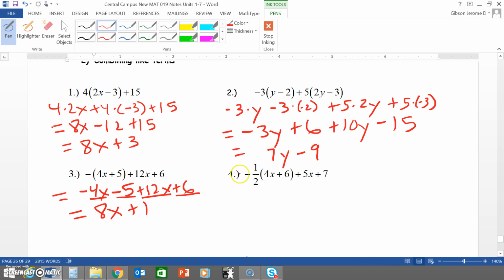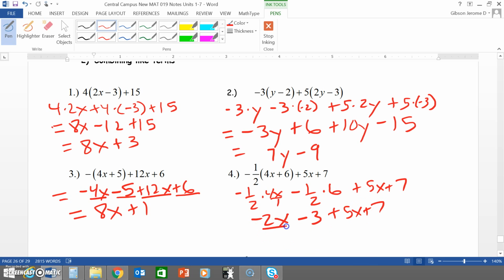Now we come here with this fraction. So we'll take a negative 1/2 times 4x minus 1/2 times 6 plus 5x plus 7. Negative 1/2 times 4x is a negative 2x. We could put that over 1, and we know that will give us a negative 2x. A negative 1/2 times 6 will give us a minus 3, plus 5x plus 7. So we combine like terms. Negative 2x plus 5x is a positive 3x. And then we will have negative 3 plus 7, which will give us a positive 4. And this will be your final answer.